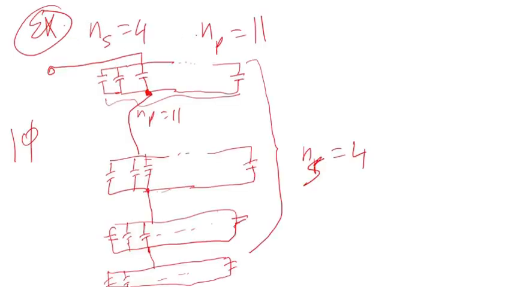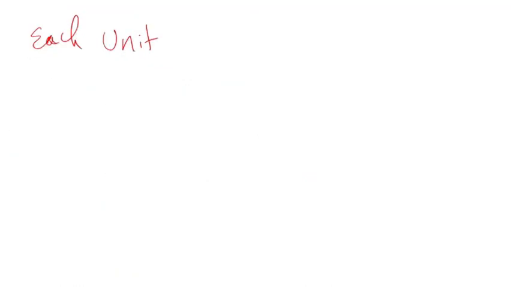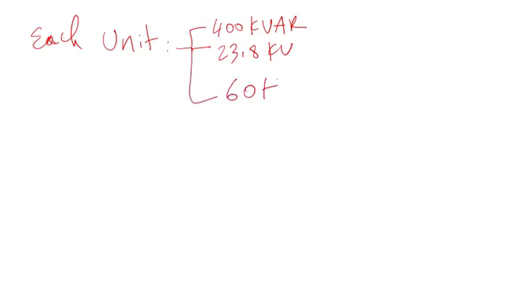So each unit, remember when I say unit, this is what I mean. Each unit is rated 400 kilovar, and the voltage is 23.8 kV, and the frequency of the system is 60 hertz.